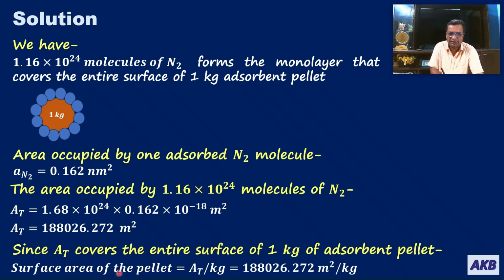So the surface area of the adsorbent pellet will be this much area per kg, that is 188,026.272 meters square per kg. In this way, we get the required answer, the surface area of the pellet per kg. With this, I end my discussion on this numerical example. Here you have learned how to get the surface area of the adsorbent by using the Brunauer-Emmett-Teller, that is BET, adsorption isotherm.